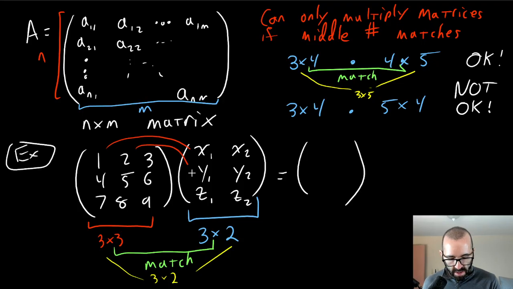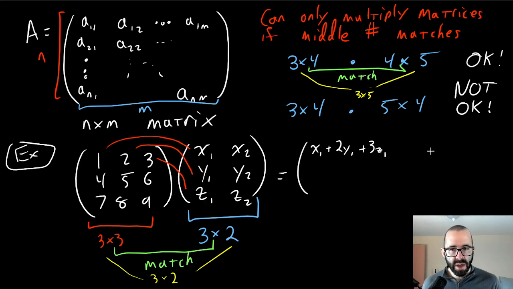Just like before, we do this and we add them all up together. So I need more room. So this is 1x1 plus 2y1 plus 3z1. And then we do that for the next column as well. We could do it row by row first and then do it in the next column. It's up to you. But these also get multiplied.